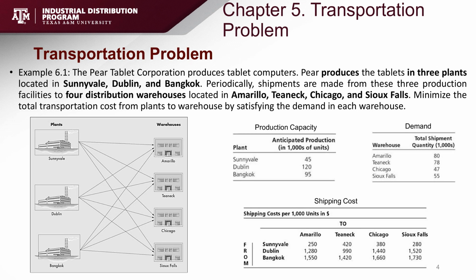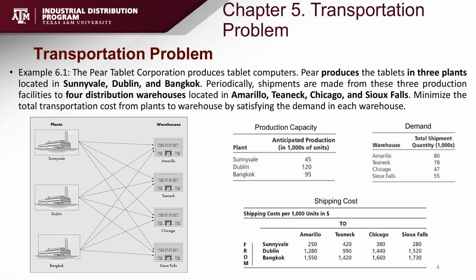Okay, here's our example. The Pear Tablet Corporation. Pear makes tablets in 3 plants, Sunnyvale, Dublin, and Bangkok, and ships to 4 warehouses, Amarillo, Teaneck, Chicago, and Sioux Falls. The goal is to minimize total transportation cost while meeting every warehouse's demand. Now look at the 3 tables. Production capacity, Sunnyvale 45,000, Dublin 120,000, Bangkok 95,000. Demand also in thousands, Amarillo 80, Teaneck 78, Chicago 47, Sioux Falls 55.